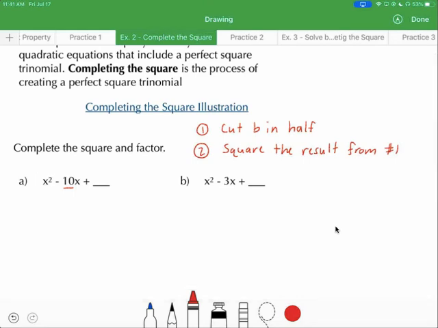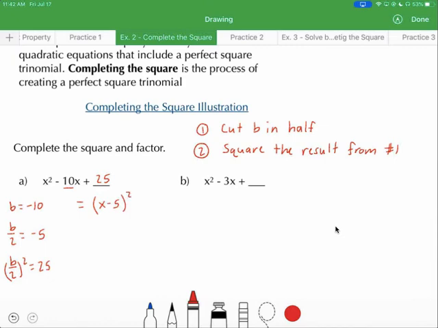Okay, so x squared minus 10x, I want to know what I should add to that in order to make it a perfect square trinomial. So again, the b value here is negative 10. I'm going to cut that in half to give me negative 5, and then I'm going to square that. Negative 5 squared is, of course, 25. All right, so that's the number that should be added in here. And that's now a perfect square trinomial, which factors to x minus 5 squared.